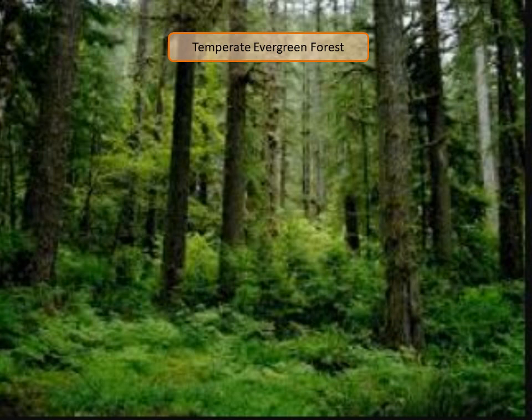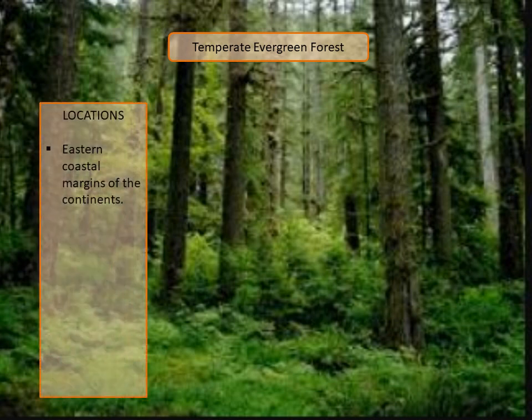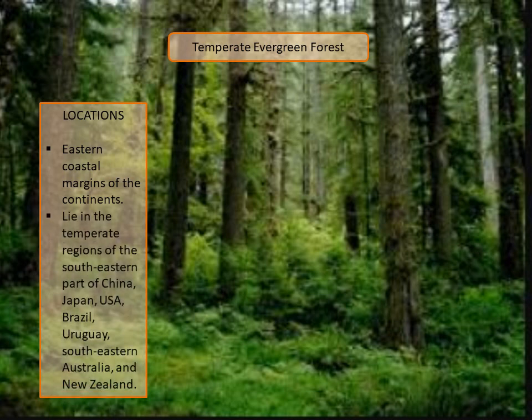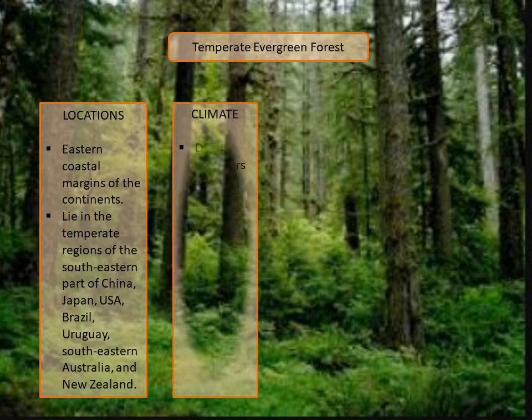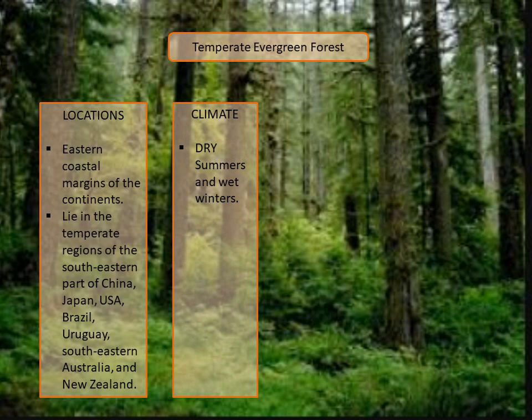Temperate evergreen forest. The temperate evergreen forests are found along the eastern coastal margins of the continent. They lie in the temperate regions of southeastern parts of China, Japan, USA, Brazil, Uruguay, southeastern Australia and New Zealand. The area is characterized by dry summers and wet winters.